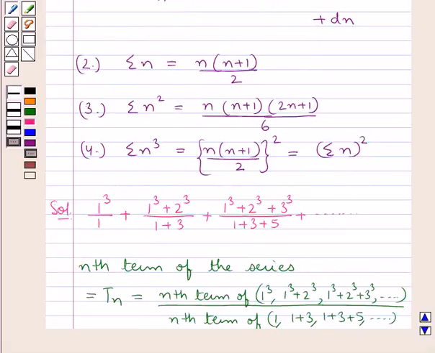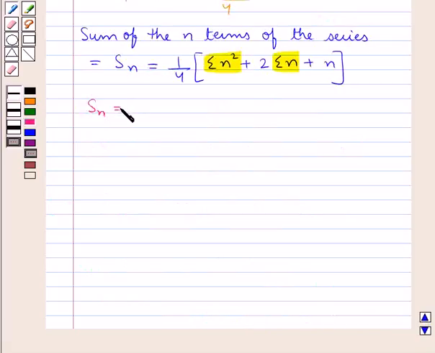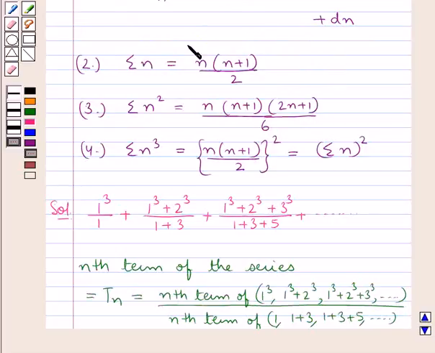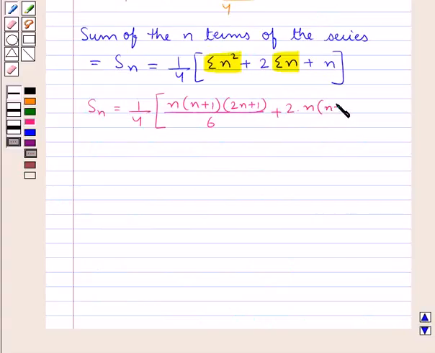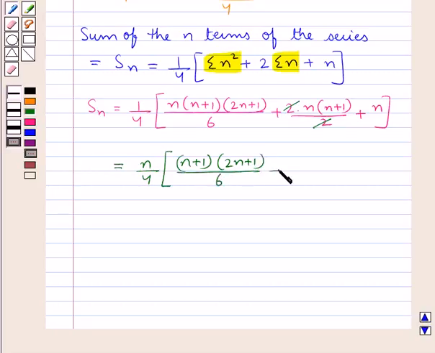Now summation n square is given by n into n plus 1 the whole into 2n plus 1 the whole, and whole upon 6. So we have Sn is equal to 1 upon 4 into n into n plus 1 the whole into 2n plus 1 the whole, and this whole upon 6, plus 2 into summation n, which is given by n into n plus 1 the whole, and this whole upon 2. So we write here n into n plus 1 the whole, this whole upon 2, plus n the whole. Now this 2 and 2 cancel and now we can take n common. So here we have n upon 4 into n plus 1 the whole into 2n plus 1 the whole, this whole upon 6, plus n plus 1 the whole plus 1.